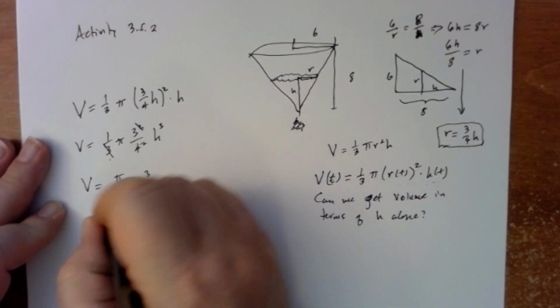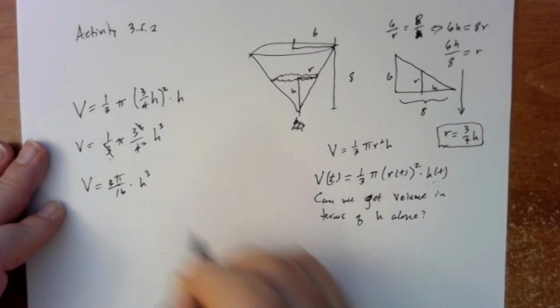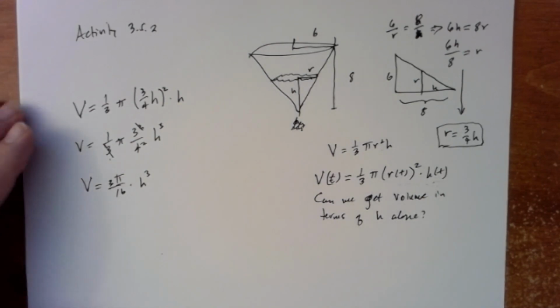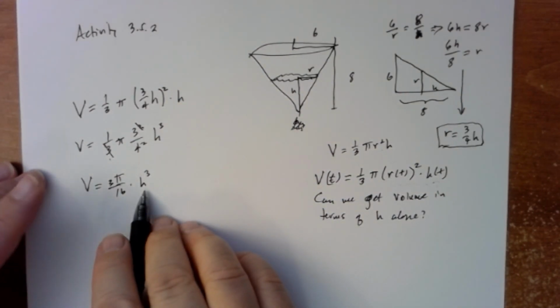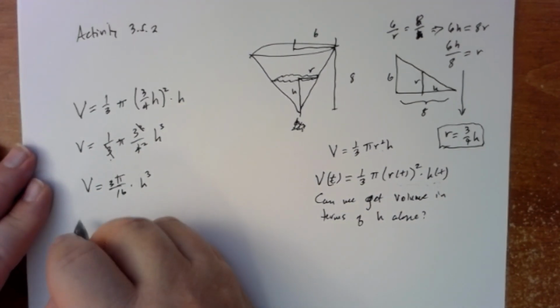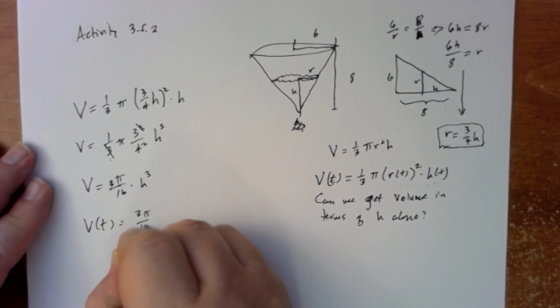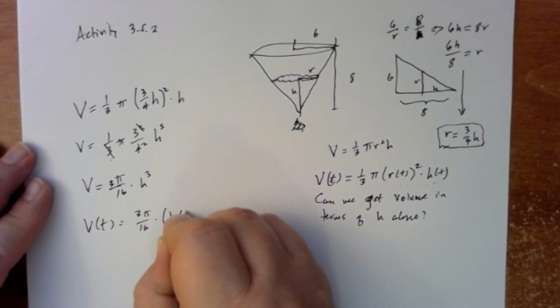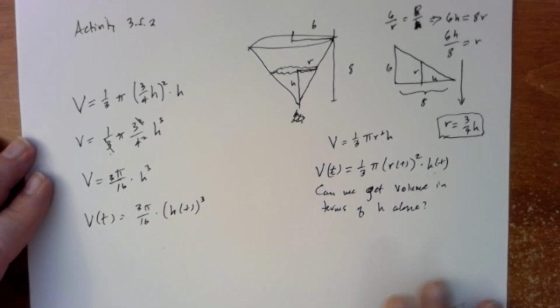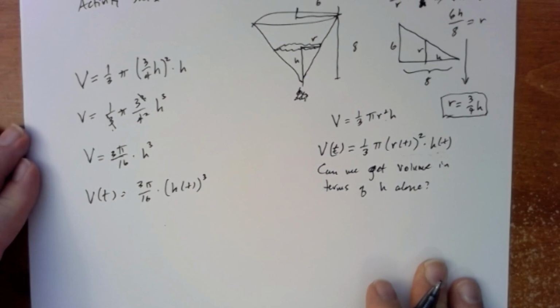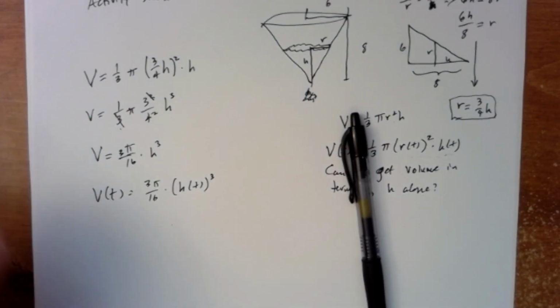Oh, I missed a 3. That 3 is still there. Okay, good. Now, remember that h is actually a function of time. So this is actually volume of t is 3 pi over 16 times h of t cubed. Okay. Good.